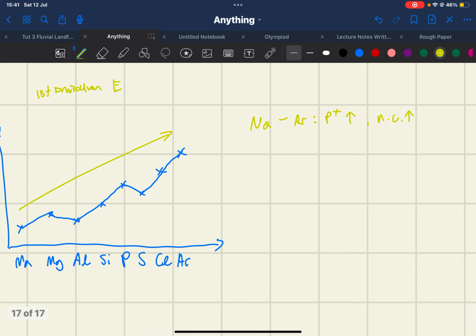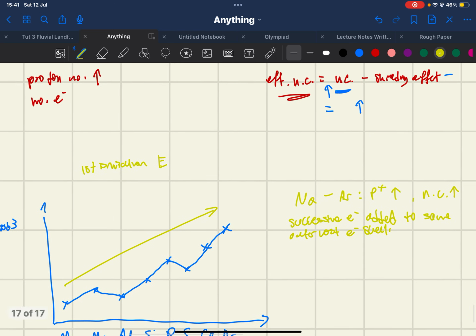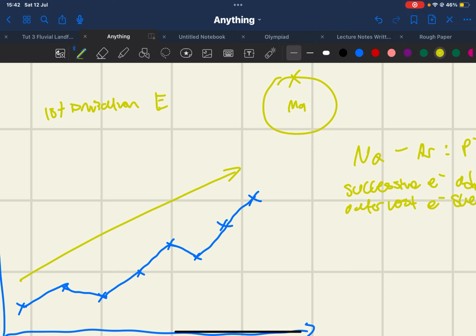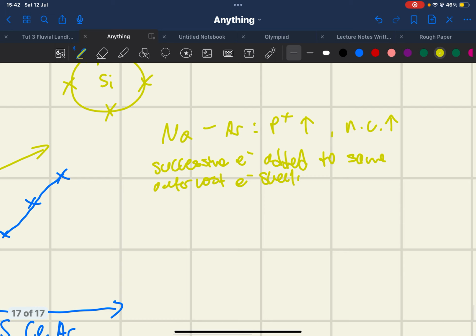Then again, successive electrons are added to the same outermost electron shell. How does it work? If you did not watch the previous video, this is my sodium. Sodium, I have 1 electron. What happens if I make it into magnesium? I change this to magnesium, and I add another one. To make it into aluminium, I add another one. If I want to make it into silicon, add another one. So essentially, I'm just adding to the same valence electron shell. That's what it means by adding successive electrons. It means adding 1 electron, in the same outermost electron shell.